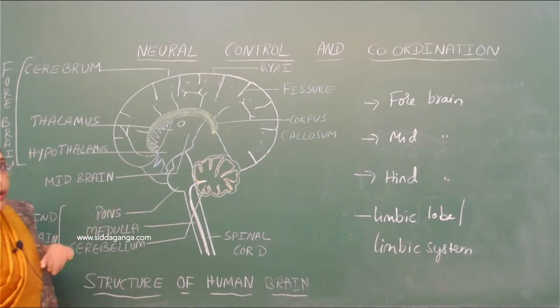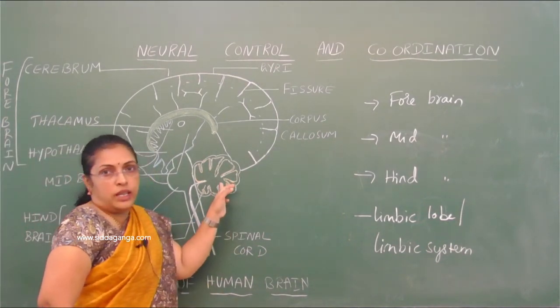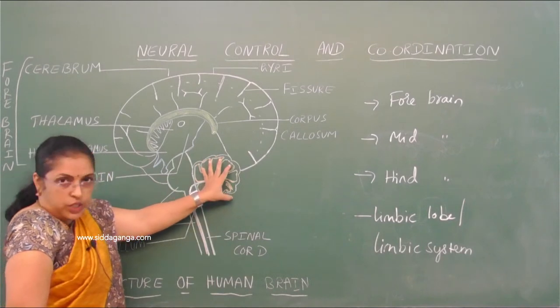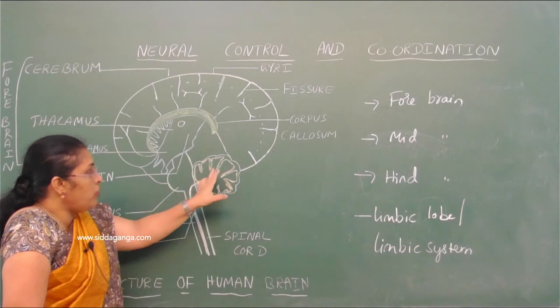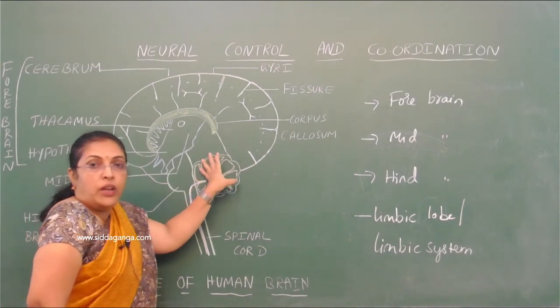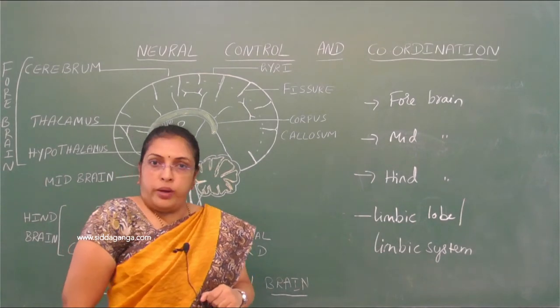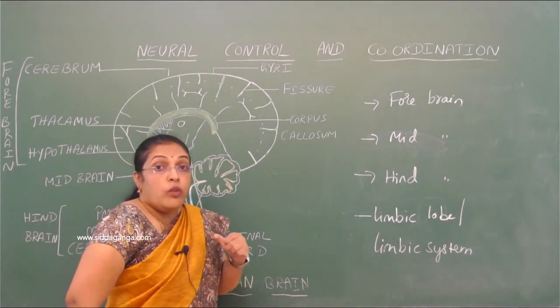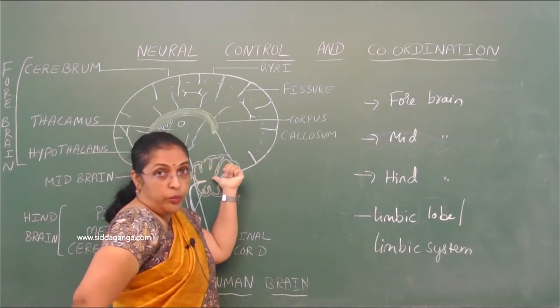Midbrain with pons and medulla forms the brainstem, and the cerebellum is the second largest part of the brain. It is the little brain, and we see convolutions in the cerebellum. The main function of the cerebellum is to control muscular movements and maintain body equilibrium.